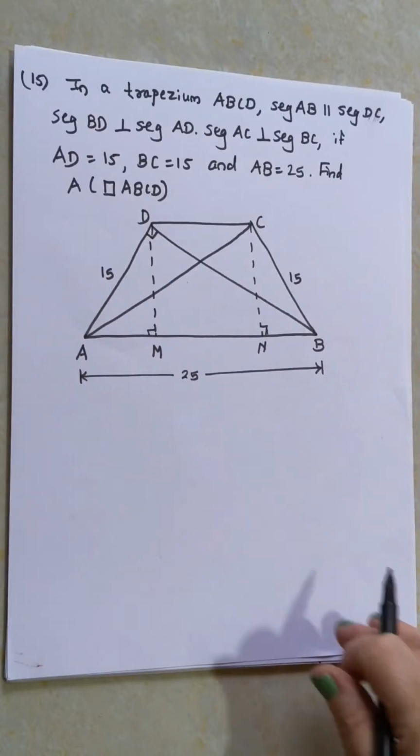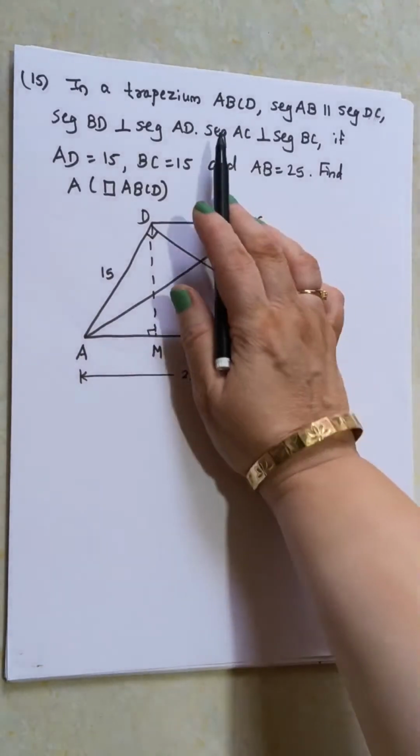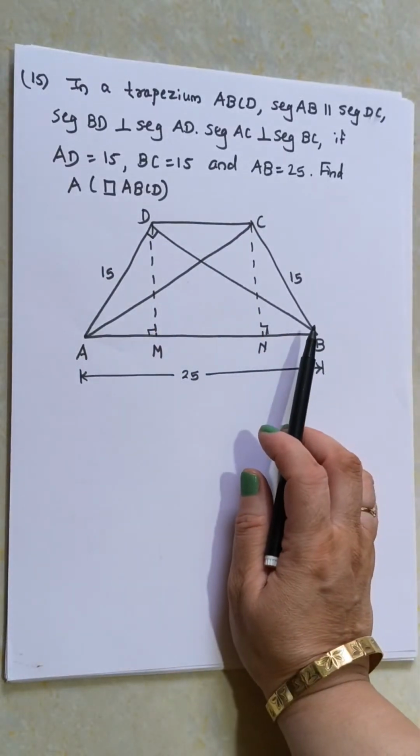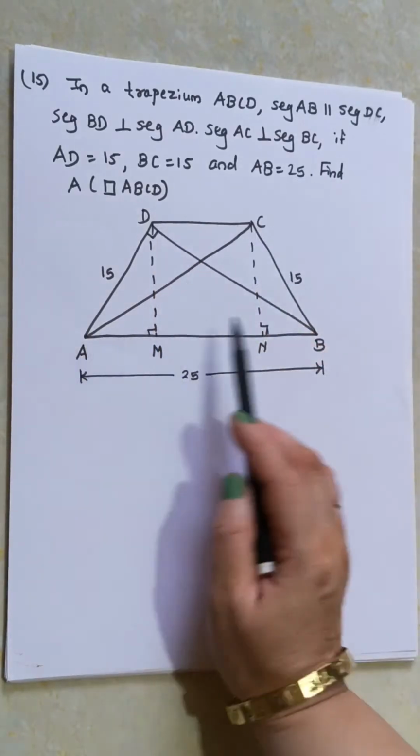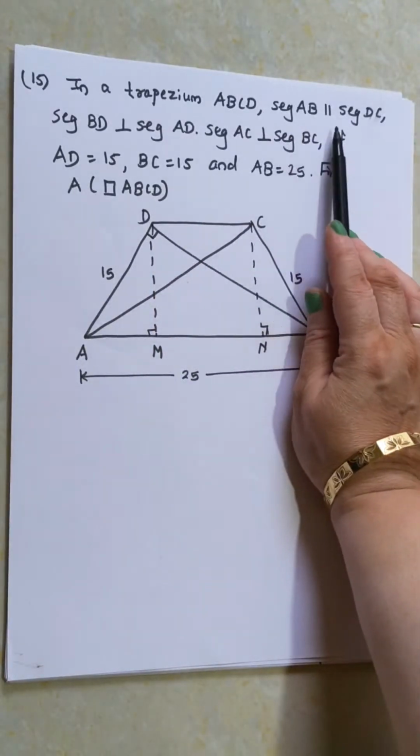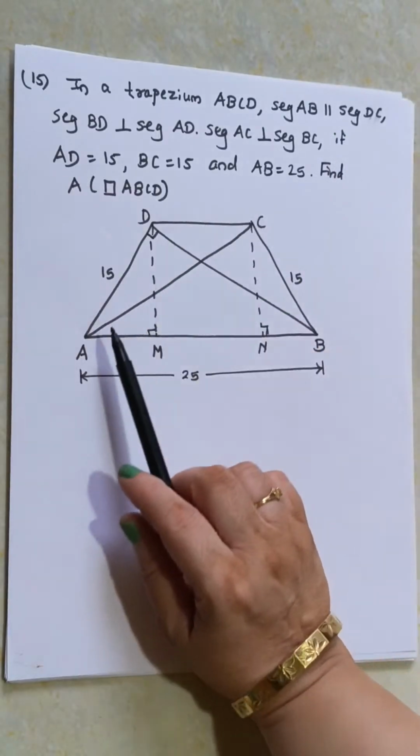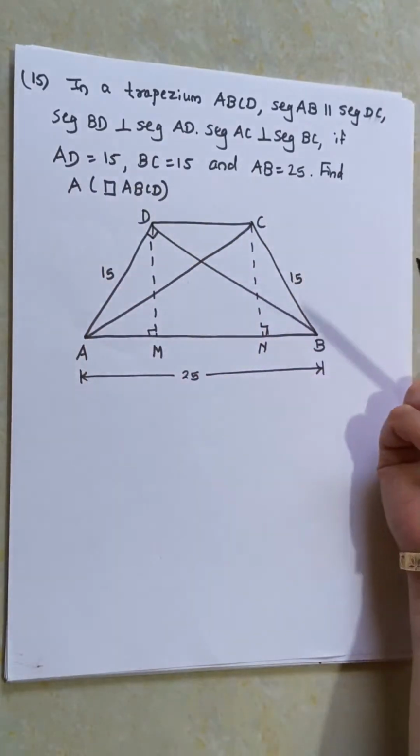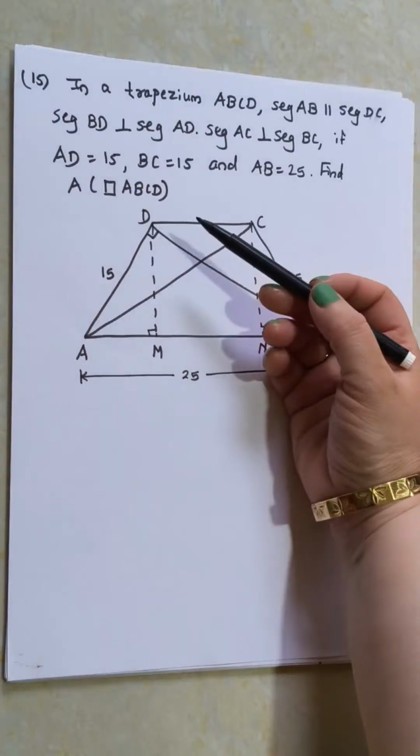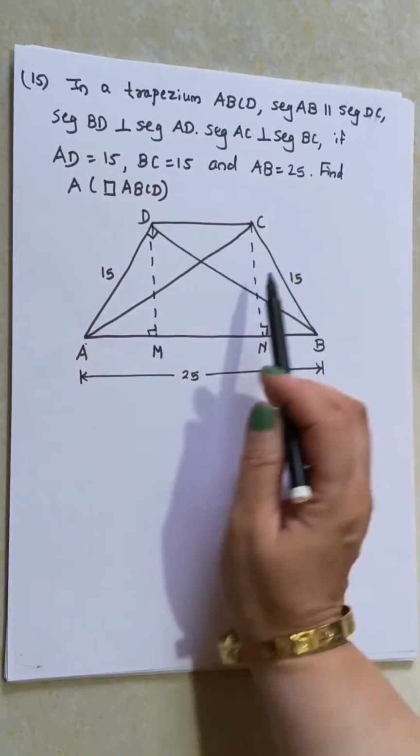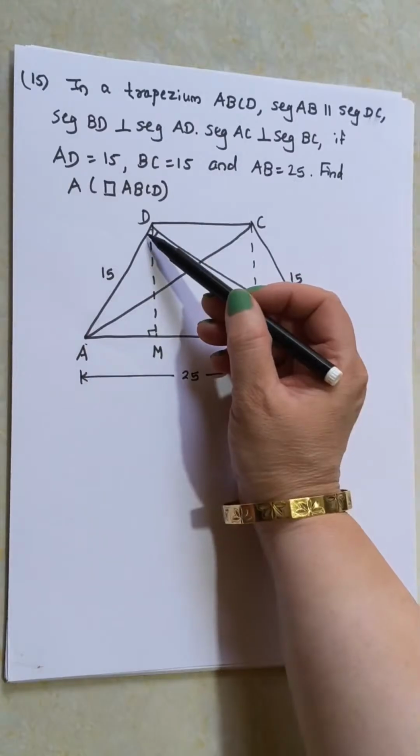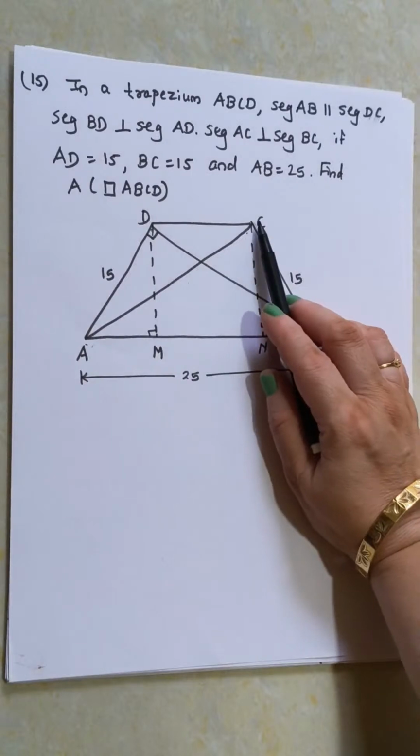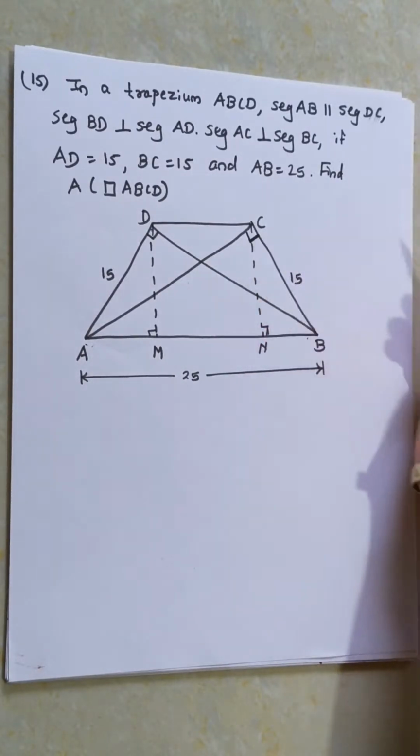So this is a trapezium. In a trapezium, two opposite sides are parallel, and here segment AB is parallel to segment DC. Segment BD is perpendicular to AD. So this is AD and this is BD. They are perpendicular; you can see the 90-degree angle they are showing. And segment AC is perpendicular to segment BC.